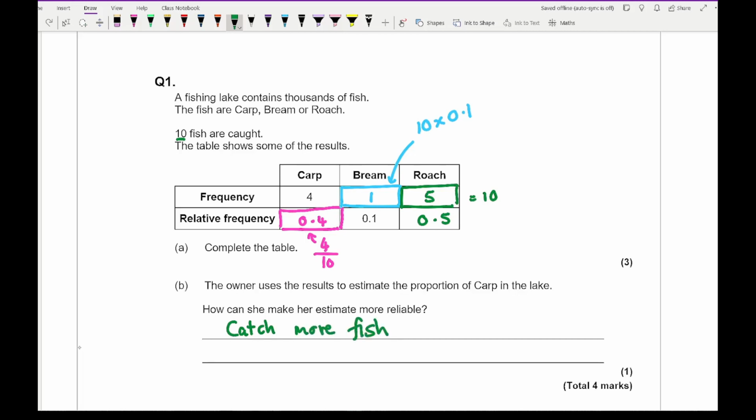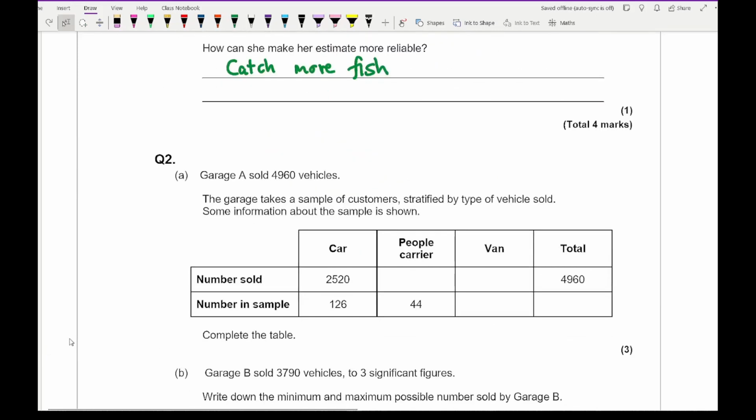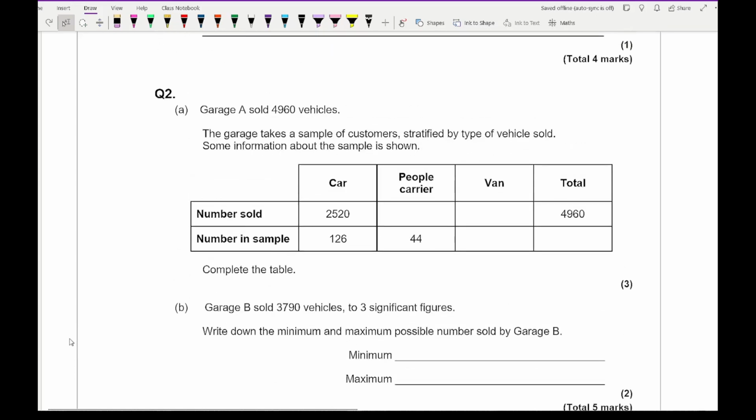Now there may be other answers you could give that get you the single mark, and again just have a look at the mark scheme in the description below. So moving on to question 2, it says Garage A sold 4,960 vehicles. The garage takes a sample of customers stratified by the type of vehicle sold. Some information about the sample is shown, and part A, for 3 marks, is asking us to complete the table.